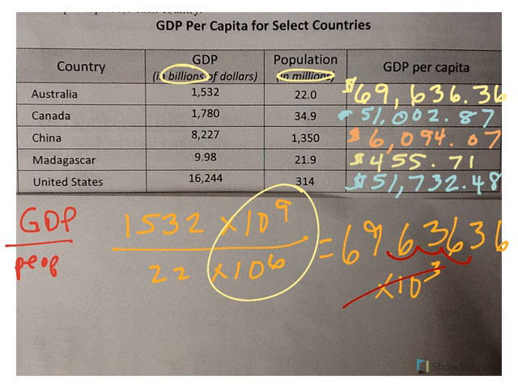Okay, so Canada has a GDP per capita of just over 51,000. China's just over 6,000. Madagascar is at $455 and change. And then the U.S. is a little bit over 51,000. We are going to use this table then to answer some questions.